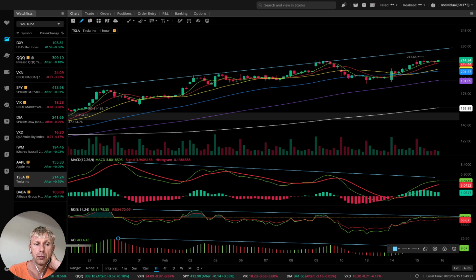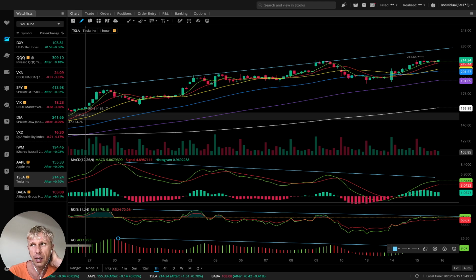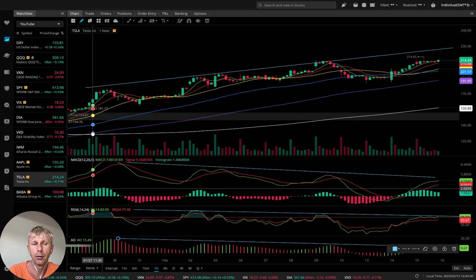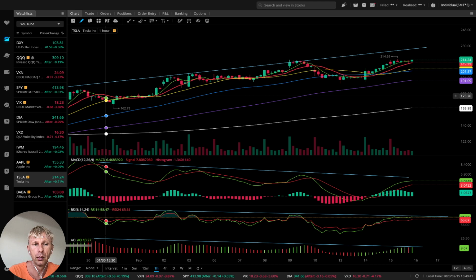Bullish trend. Yeah, Tesla, same like Apple, very strong on all time frames, on all indicators. Tesla is still bullish, but it has bearish divergences also on all time frames, on all indicators. It wants to have a correction. I don't know the day and time, but it will happen.